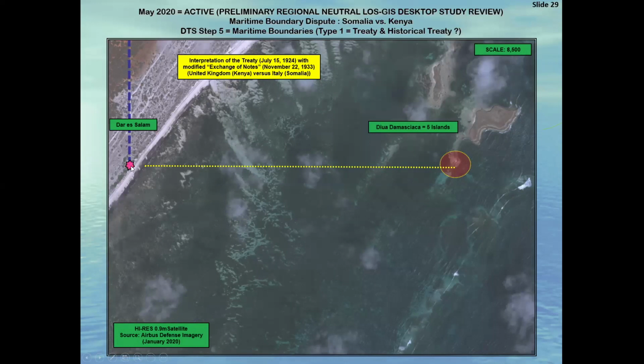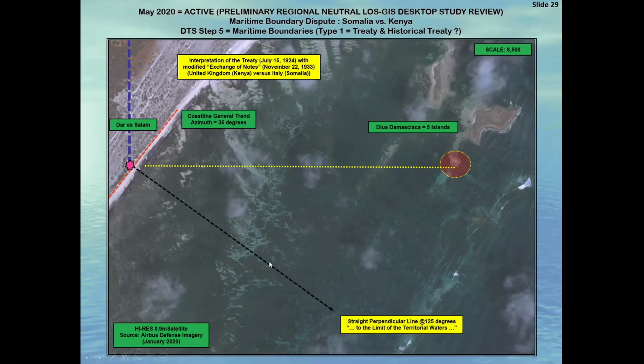But it actually goes one step farther. For both of us, this was extremely interesting. It talks about taking the perpendicular line right at Dar es Salaam, which we did. It's about 35 degrees. Running a perpendicular line straight out. So this straight perpendicular line, it's about 125 degrees to the limit of the territorial waters. Now, territorial waters for Somalia and Kenya both would be 12 nautical miles. Of course, it is uncertain how the ICJ will interpret this 1924 treaty. Pete, I believe you have a few words at this moment.